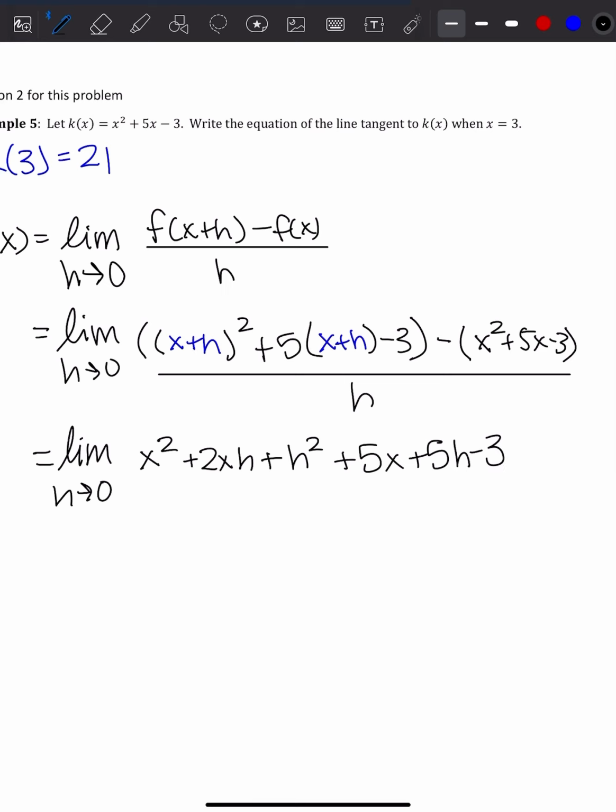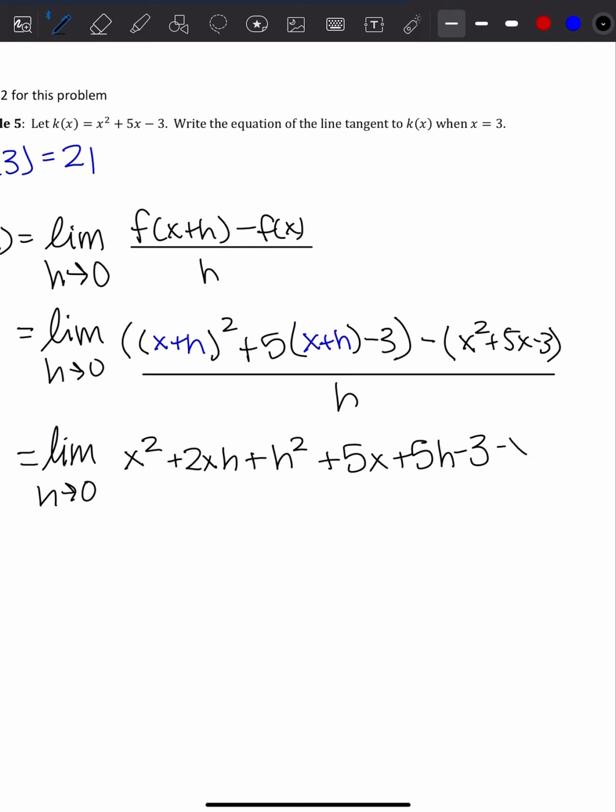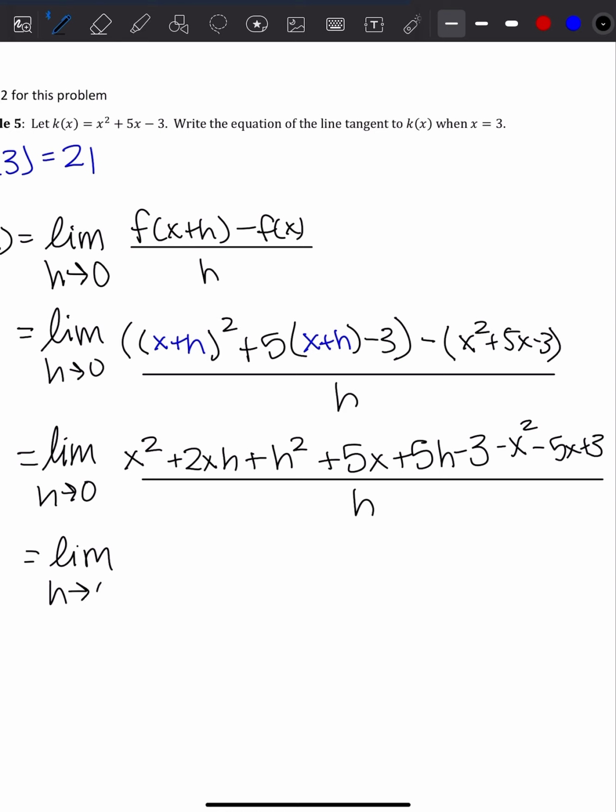minus 3. When we get over here, one of the things that we need to remind ourselves is we are subtracting everything in f of x from the other piece. So this subtraction is going to be distributed to everything. So everything's sign is going to flip. So we have a minus x squared, a minus 5x, and a plus 3. The limit as h approaches 0.